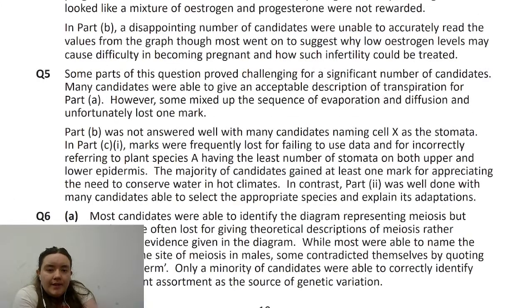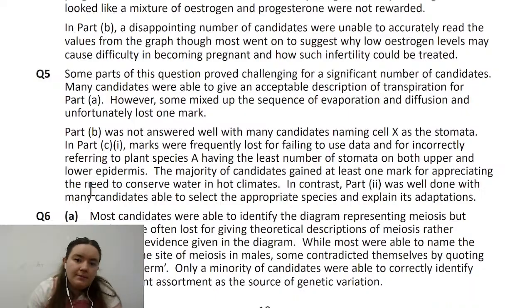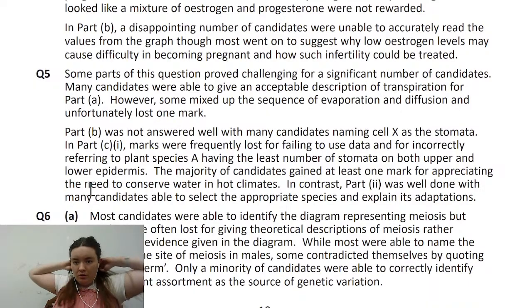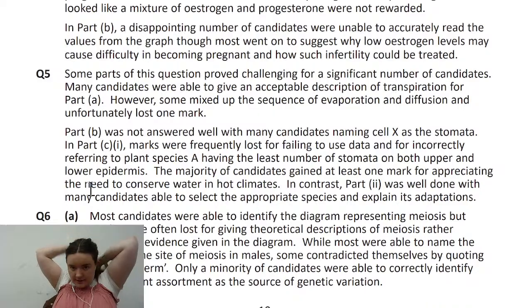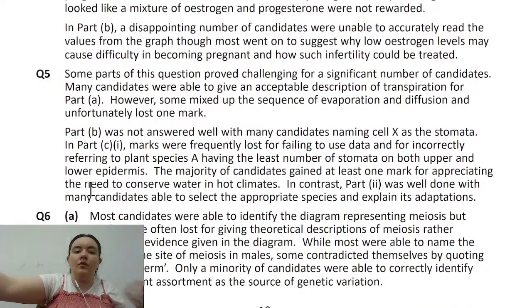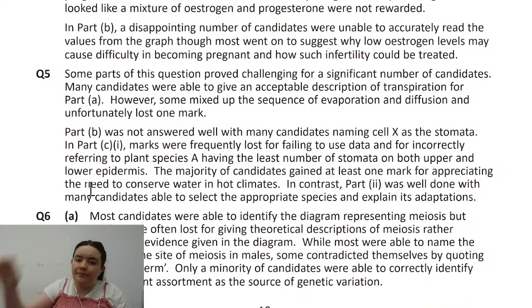So let's take a look at that. Part C1, frequently losing marks for failing to use data and for incorrectly referring to plant species A as having the least number of stomata on both upper and lower epidermis. So it has the least overall, but it doesn't have the least on the lower epidermis. Species B does. The majority of candidates gained at least 1 mark for appreciating the need to conserve water in hot climates. In contrast, part 2 was well done, with many candidates being able to select the appropriate species and explain the adaptations.